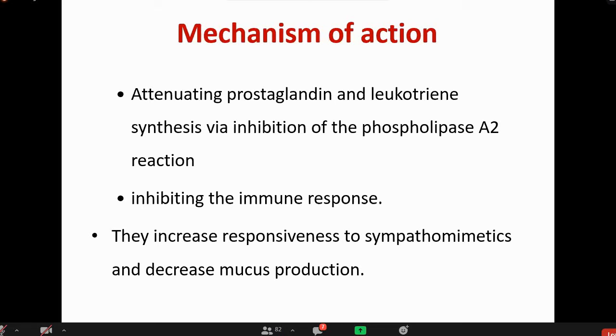And it is also inhibiting the immune response, and very important, they increase responsiveness to sympathomimetics and decrease mucus production. When we say sympathomimetics, that means if a patient is taking either a short-acting beta-2 agonist or a long-acting beta-2 agonist along with glucocorticoids, the glucocorticoids are going to enhance the responsiveness to the sympathomimetic drug. So this is another very important point about the use of glucocorticoids.